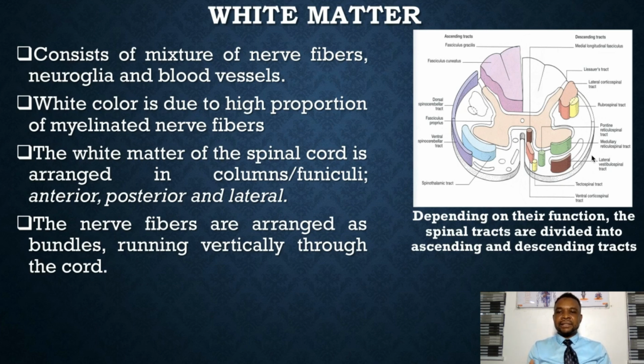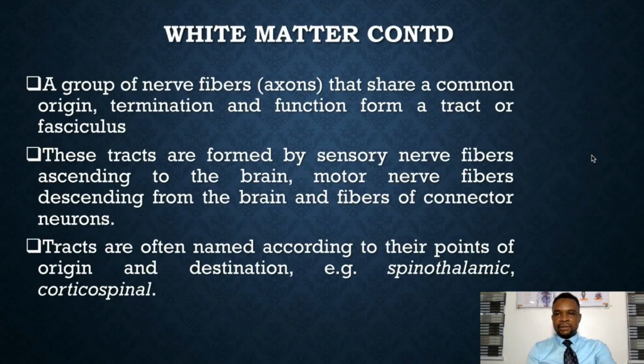So we have the anterior column or anterior funiculus, posterior and lateral columns. The nerve fibers are arranged as bundles running vertically throughout the cord. So within the white matter, you see a lot of bundles that are arranged. A group of fibers, that is the axons, that share common origin, termination, and function form a tract or fasciculus. So within the funiculus of the spinal cord, we see a lot of fasciculi, a lot of tracts.